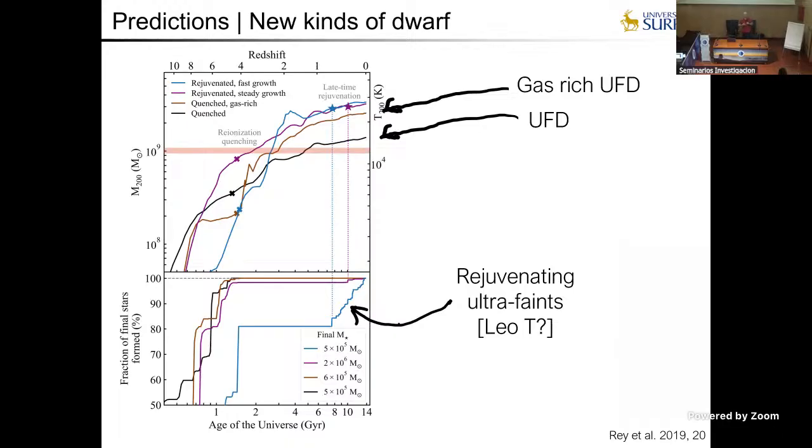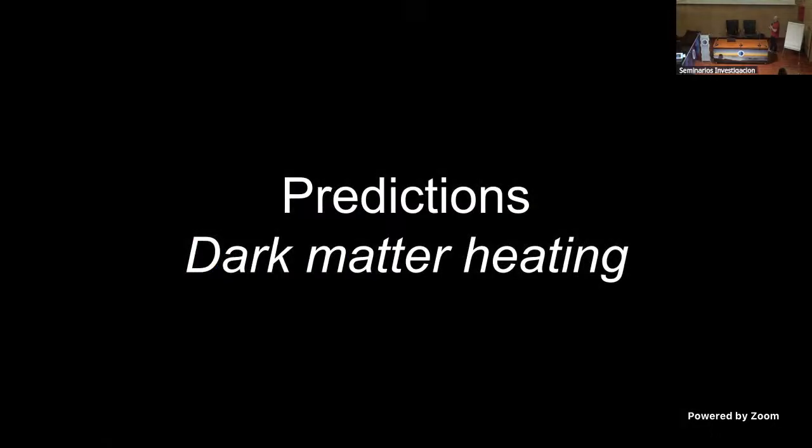100,000 years. And there is a galaxy we know like that, and we're finding more of them, and that's Leo T. That's the lowest mass star-forming galaxy in the universe, a very puzzling system, and this is a really great candidate for galaxies like Leo T. Maybe Leo T is exactly one of these rejuvenators. So we predict gas-rich UFDs, we predict rejuvenators, and we predict ultra-faint, ultra-diffuse.